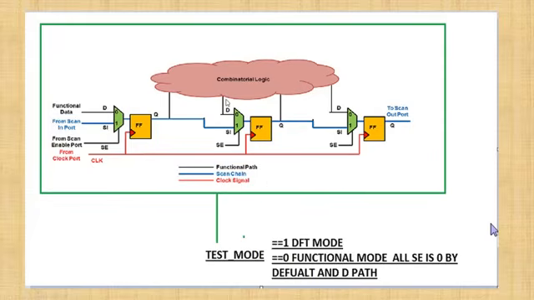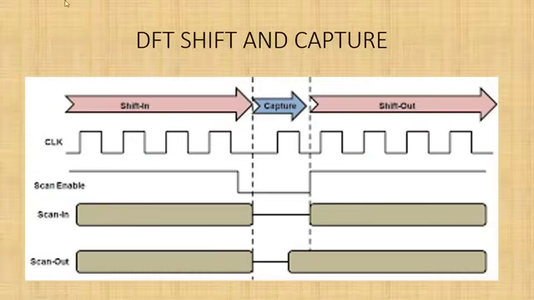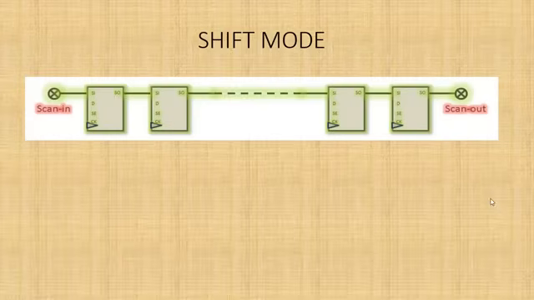To capture that data, you have to capture it using the D path. To capture it through the D path, you have to make SC equal to 0. That is, scan enable low will make the capture path. Once that is done, you have to shift out so that it reaches the output port. For that, you have to shift in and out. That is why it is shift in, capture, shift out. Shift mode will be like a pipe. From scan in to scan out, you will shift out the data.